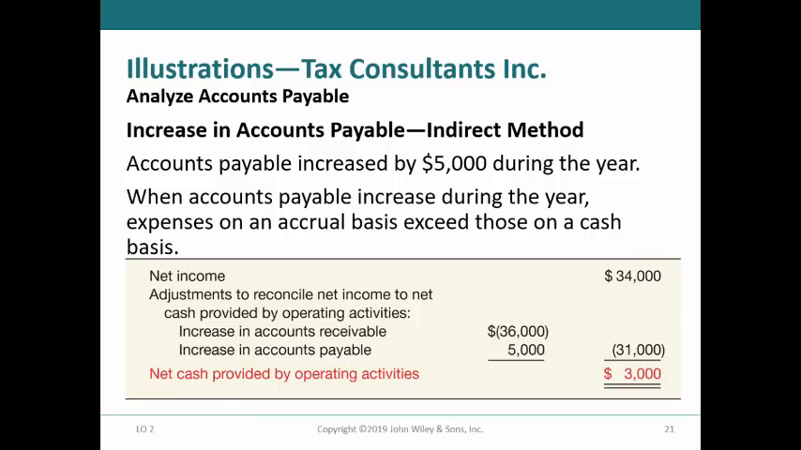However, we have not yet paid for all of those operating expenses at the end of the year since we have a balance in accounts payable of $5,000. After summing the increases in the accounts receivable and accounts payable, we determined that the net cash provided by operating activities for 2019 is $3,000.